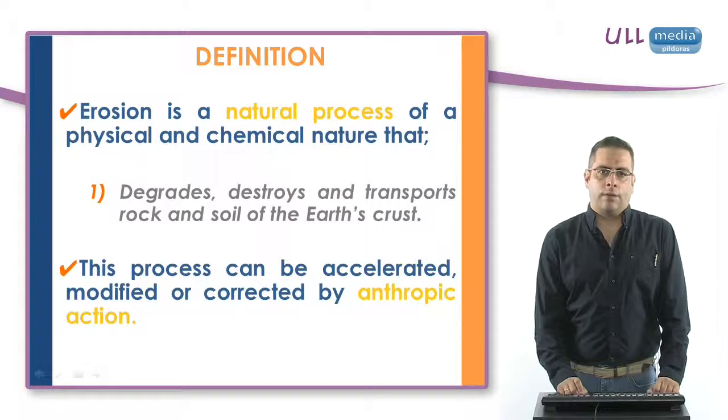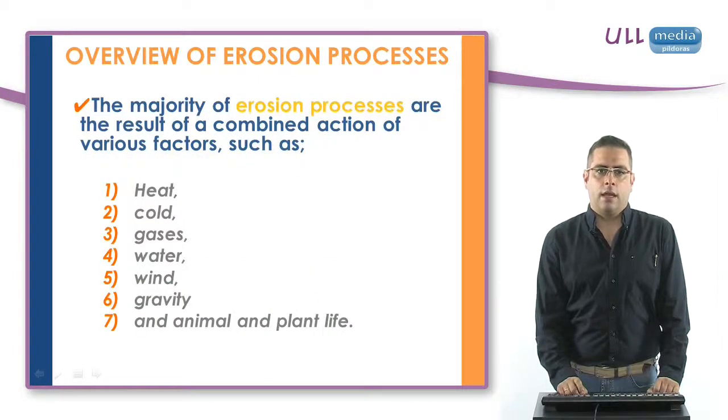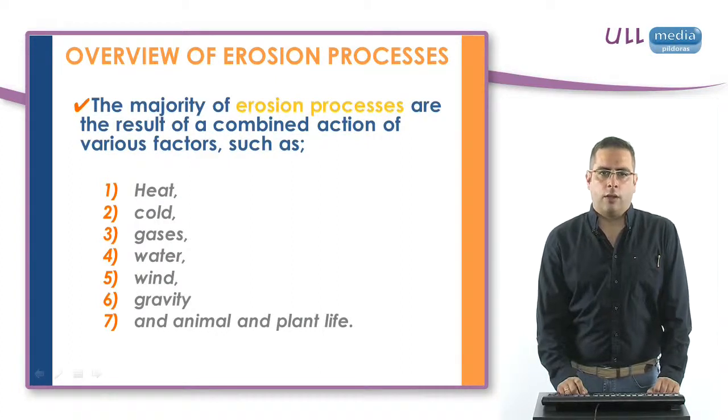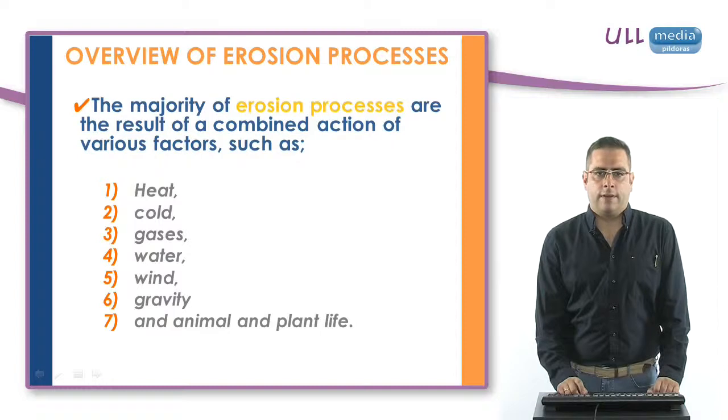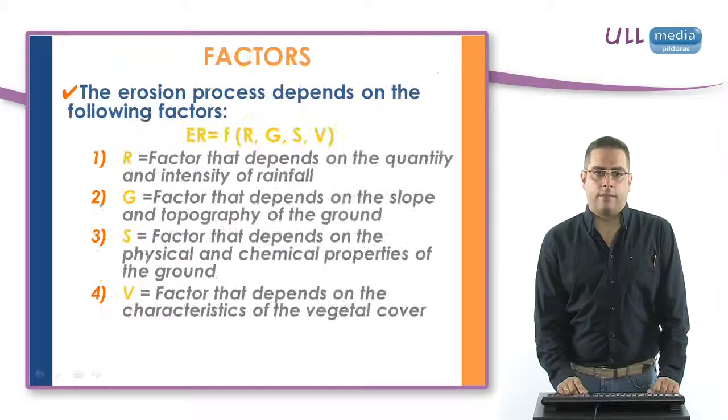Erosion is a natural process of a physical and chemical nature that degrades, destroys, and transports rock and soil of the earth crust. This process can be accelerated, modified, or corrected by anthropic action. The majority of the erosion processes are the result of a combination of various factors, such as heat, cold, gases, water, wind, gravity, and animal and plant life.